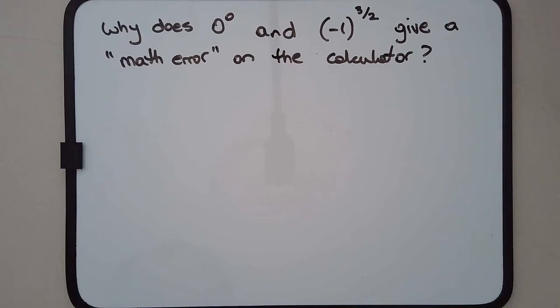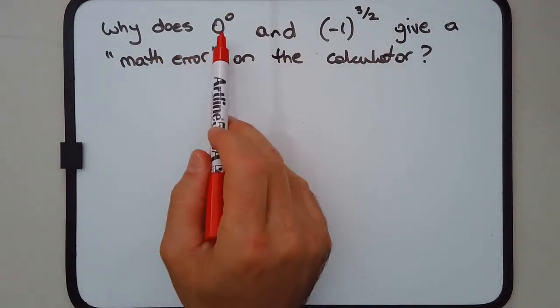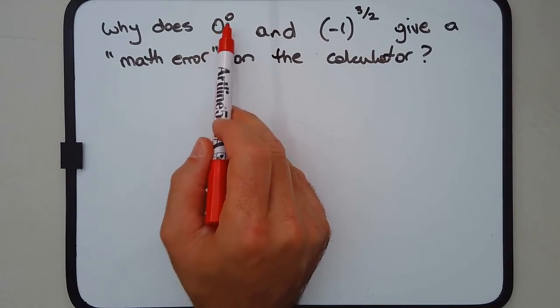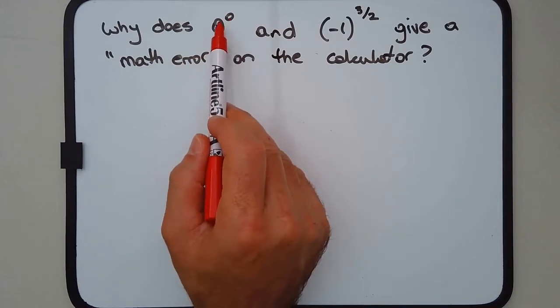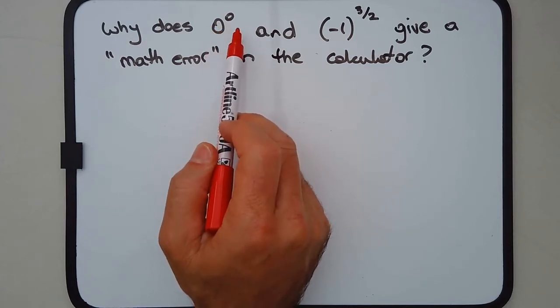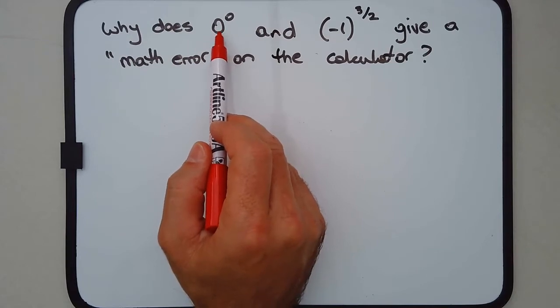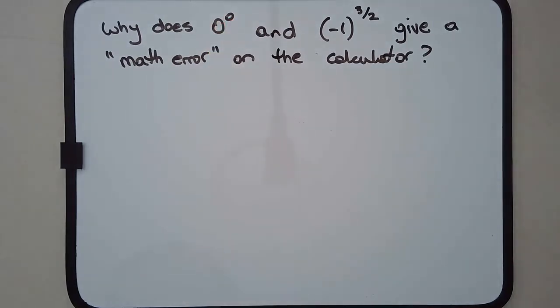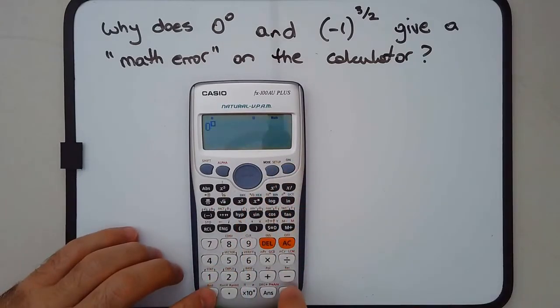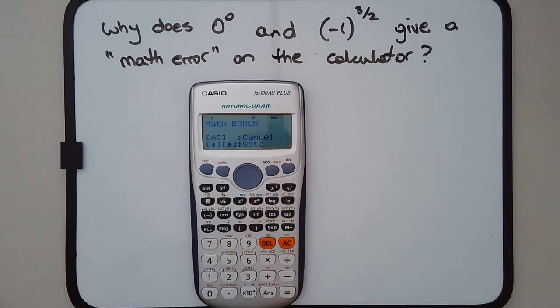In this video, we're going to consider two very special examples on indices. In particular, there was one point that I made in a previous video where we were looking at the zero index law. And we said that anything raised to the power of 0 is equal to 1, except one special value, 0 to the power of 0. In fact, if you were to type in 0 to the power of 0, we get a math error. Somehow it doesn't work.